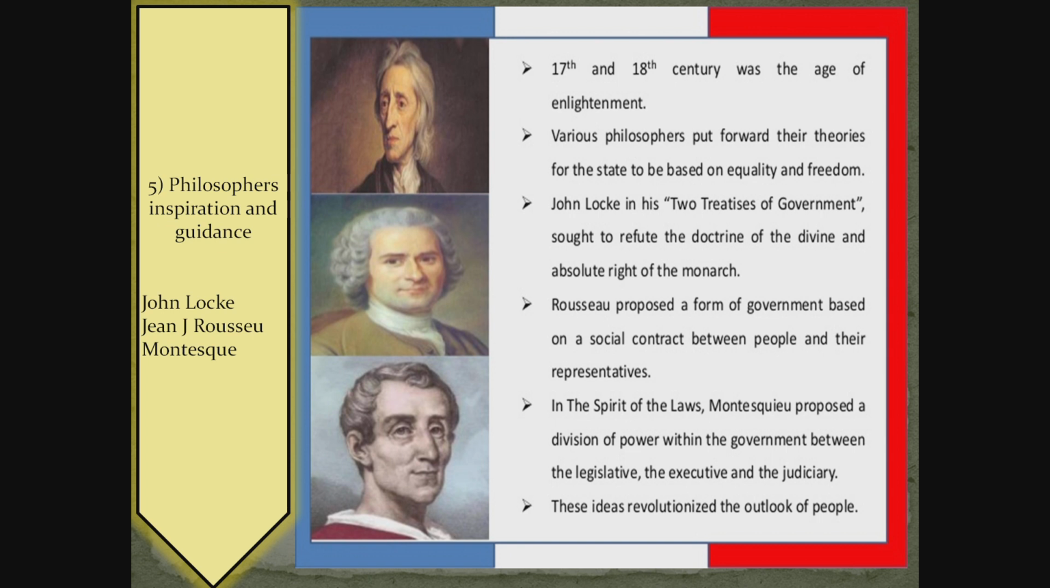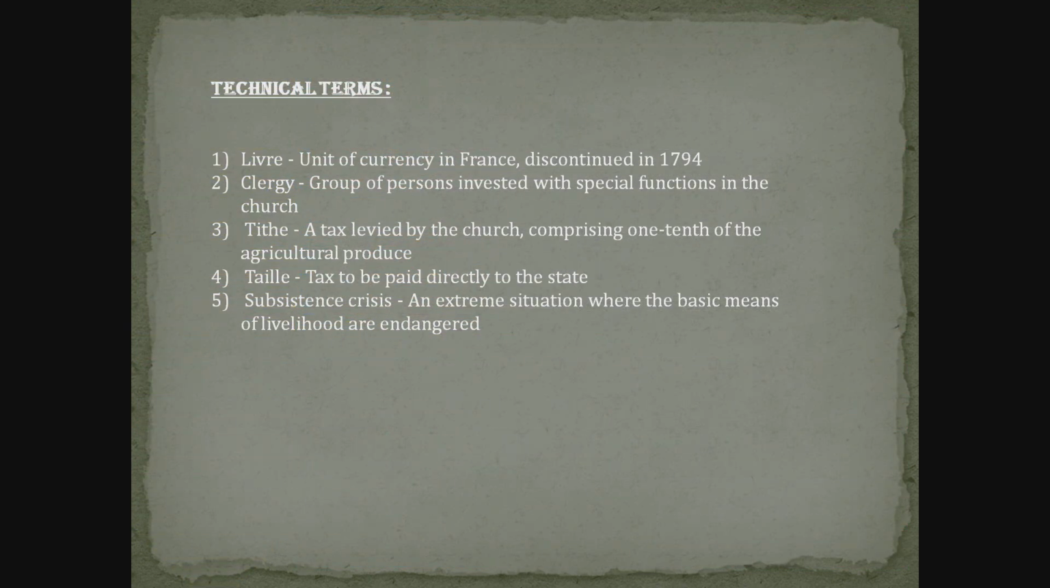So I hope till here you might have understood. So till here, these are our technical terms: livre, which is the unit of currency in France; clergy, tithe, taille, and subsistence crisis. I have explained all these technical terms, but still, for your record, you can take a screenshot of this. So here we finish our first part of the lesson. I hope you might have understood. So let's take a quick revision of this.